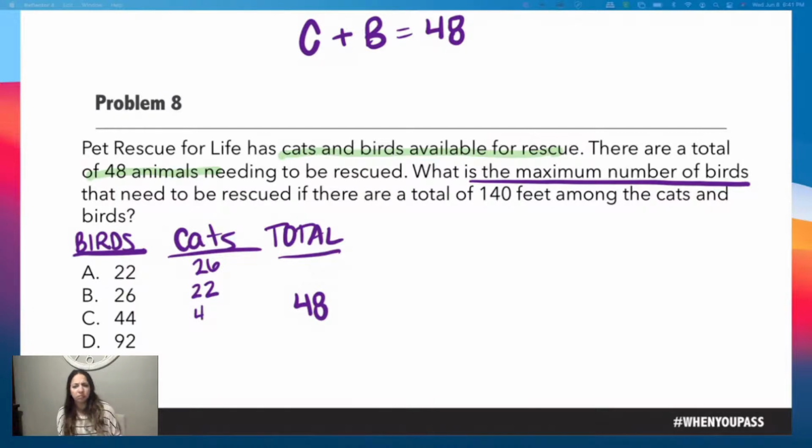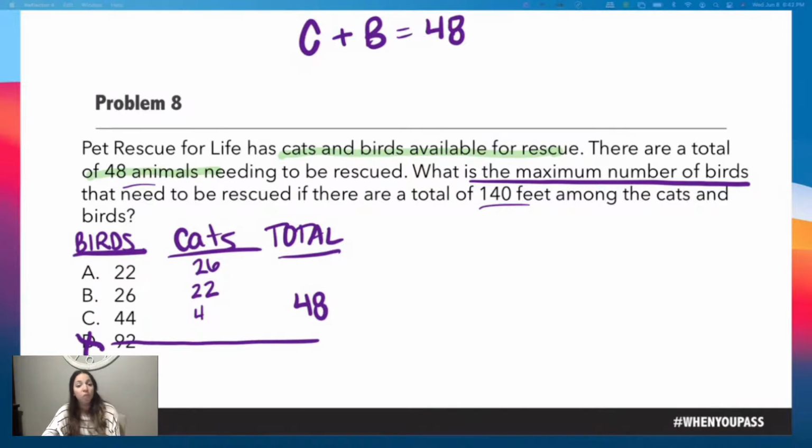And wait a minute. If there are only 48 animals that need to be rescued, can there be 92 birds that need to be rescued? No. There's not even 92 animals that need to be rescued. So that answer is a silly answer, but people will choose it because they won't know what to do. So they'll just subtract these two numbers and call it a day just to try to answer the question. So this is not even an option.